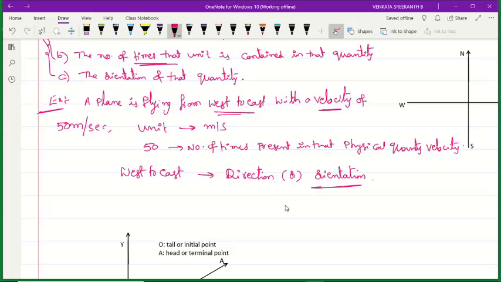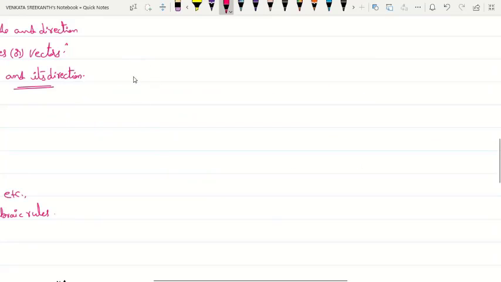Okay, how to represent the vector quantity I will explain, don't worry about that one. Here, a physical quantity having magnitude and direction but not obeying the laws of vector addition can be treated as a scalar quantity. One more point, based on the vector quantity.